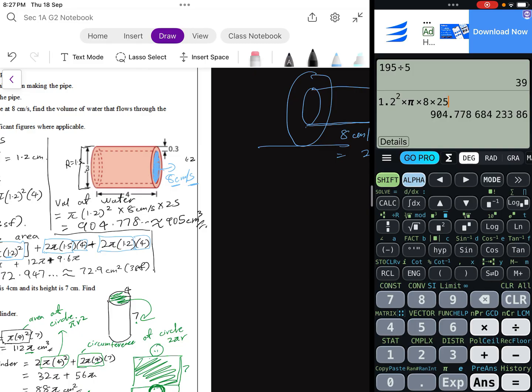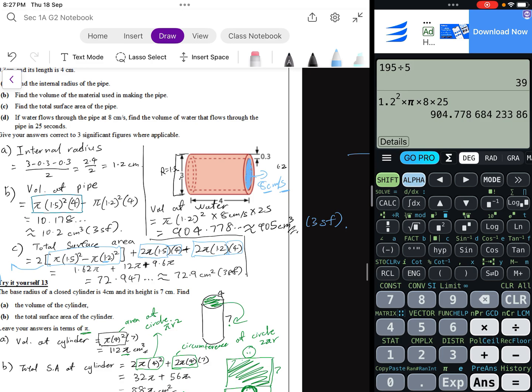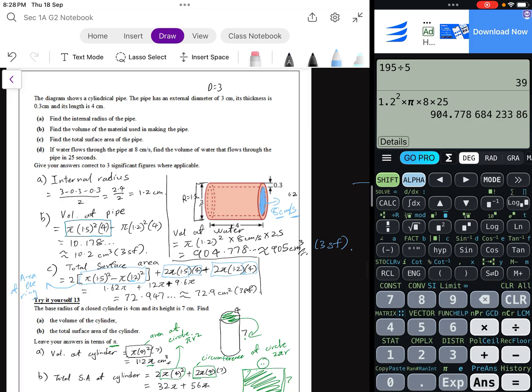Then you need to write down 3 significant figures. Apologize for the lack of space. So once you find the volume of water, it's again just the area of the circle times the length of water that goes through that point. So hopefully this helps. Any questions, please ask. All right.